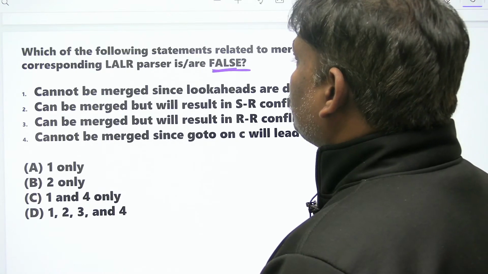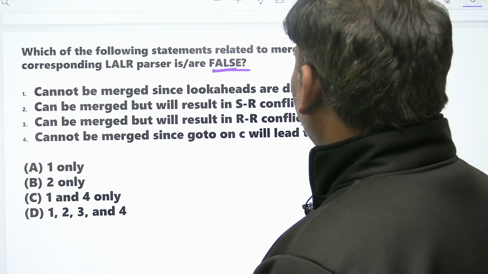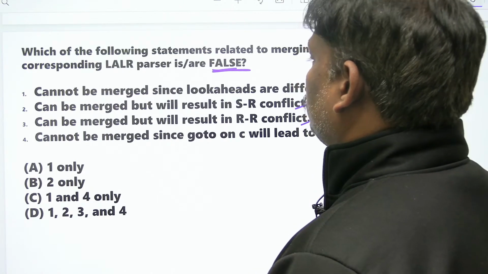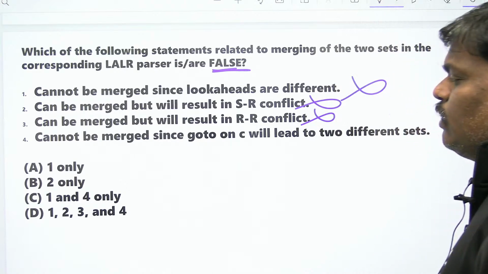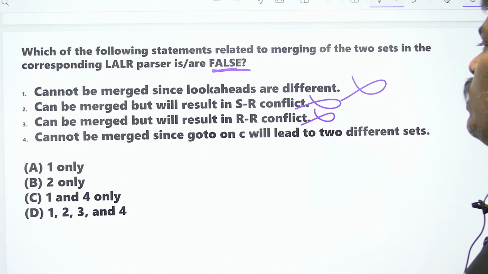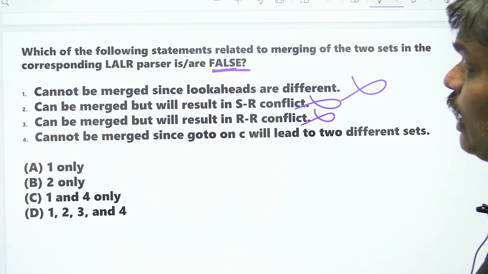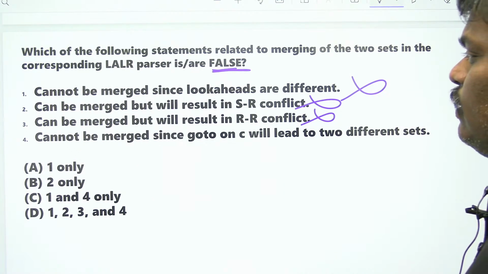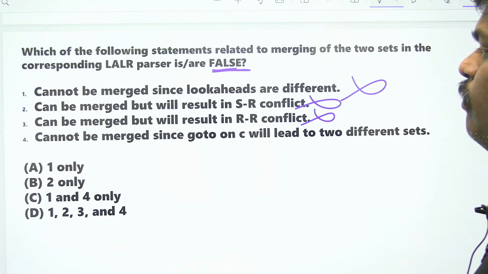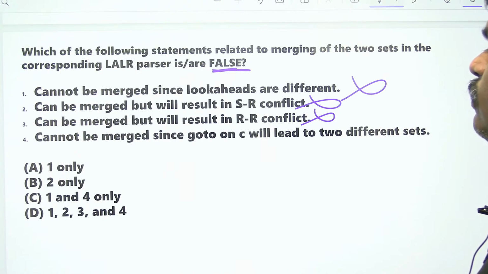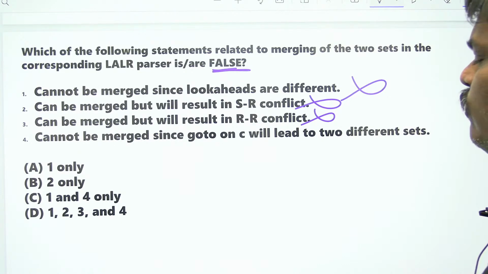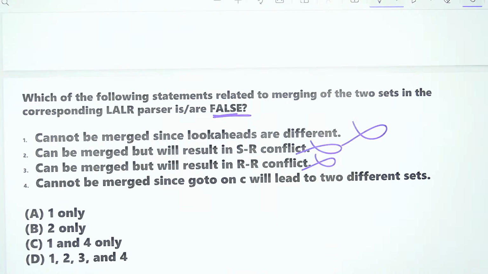Can you help, what is he asking? Which one of the following statements related to merging of the 2 sets in the corresponding LALR(1) parser is false? False is being asked. See the first one: cannot be merged since lookaheads are different. Wrong. Can be merged but will result in SR conflict. Can be merged but will result in RR conflict. Cannot be merged since goto on C will lead to 2 different states. Can you verify once?